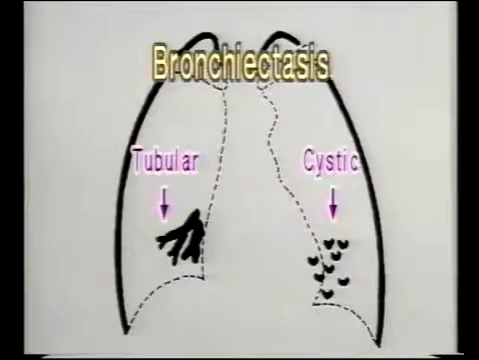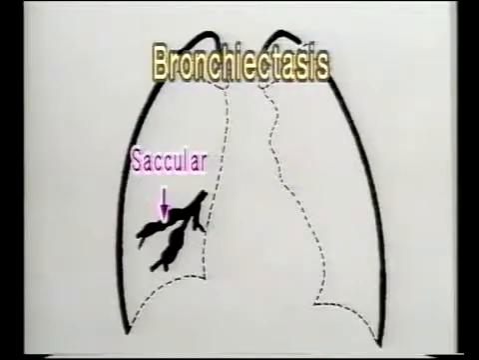In tubular bronchiectasis, the bronchi are dilated uniformly and have parallel walls. In cystic bronchiectasis, the bronchi are dilated like balloons, giving cystic areas 1 to 2 centimeters in diameter. And in saccular bronchiectasis, the bronchi show areas of widening interspersed with constrictions, giving a varicose or corkscrew appearance.